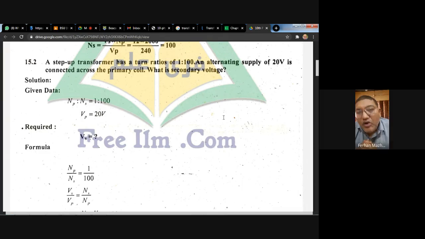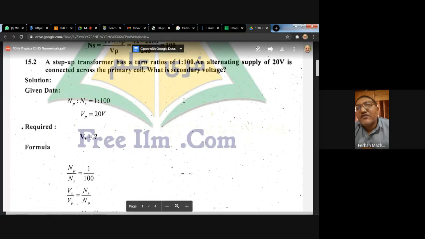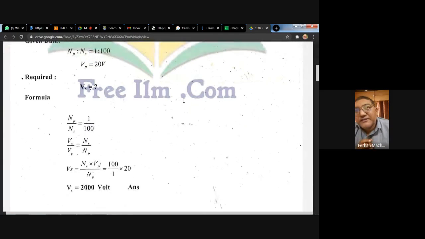Okay, so the voltage in the primary is 220 volt, and the voltage in the secondary is the question. So what we will do, we will apply this formula. NP divided by NS is equal to 1 by 100. So VS by VP is equal to NS by NP. I want to find out the VS value, so the VP will go on the other side. So we will have NS multiplied by VP divided by NP.